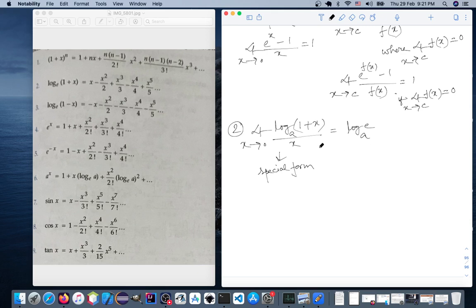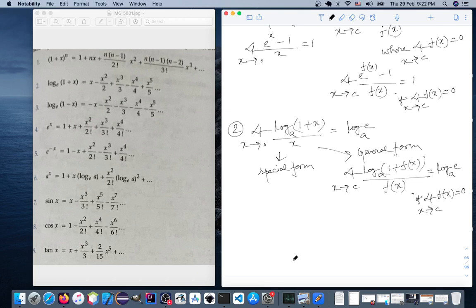A more general form again is limit x tending to c of log a (1 plus f(x)) divided by f(x) equals log a e, if limit x tending to c of f(x) is 0.